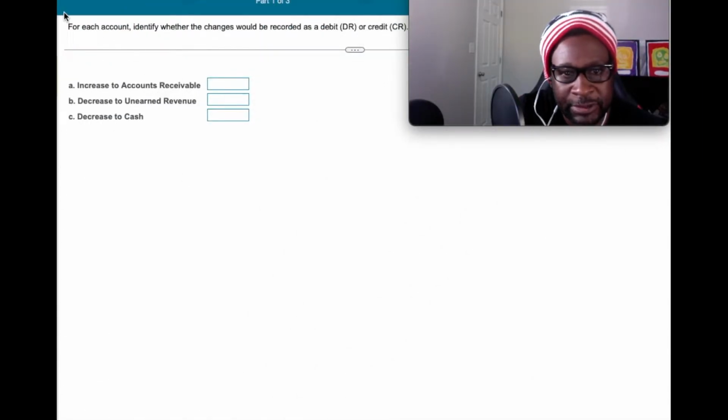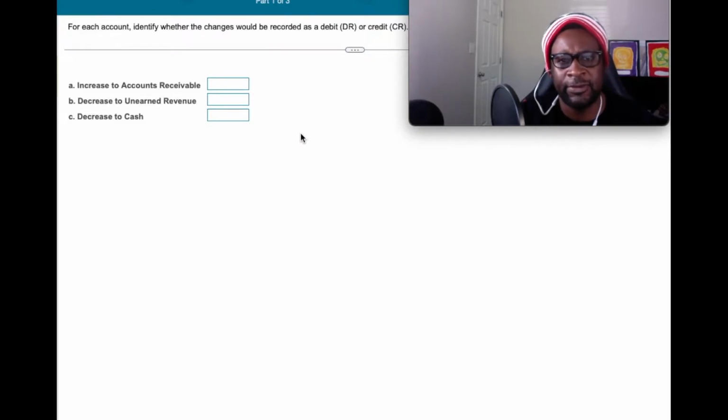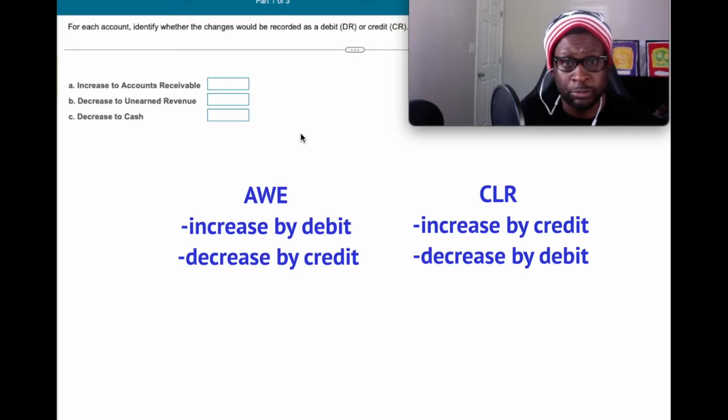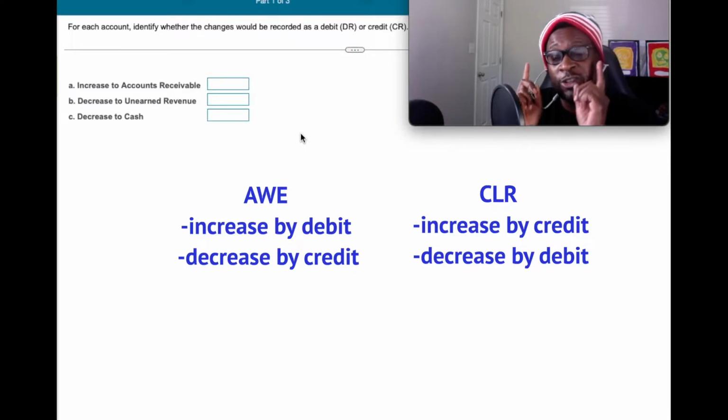So this particular problem says for each account, identify whether the changes will be recorded as a debit or a credit. Easy breezy. So with this particular system that I developed, the AWE CLR system, it basically tells us that we have two groups. We have an AWE group and a CLR group. Any account that sits within the AWE group always increases on the debit side, whereas any account that increases in the CLR group always increases on the credit side.